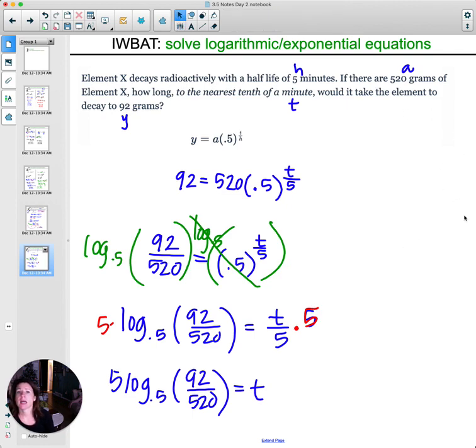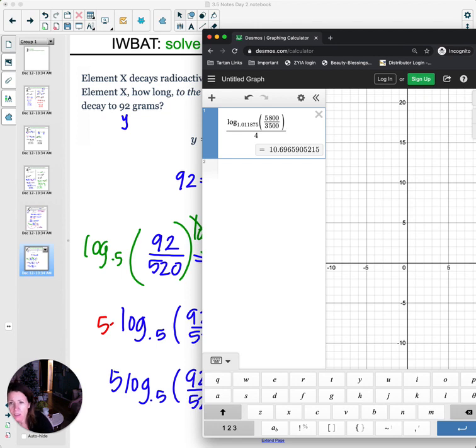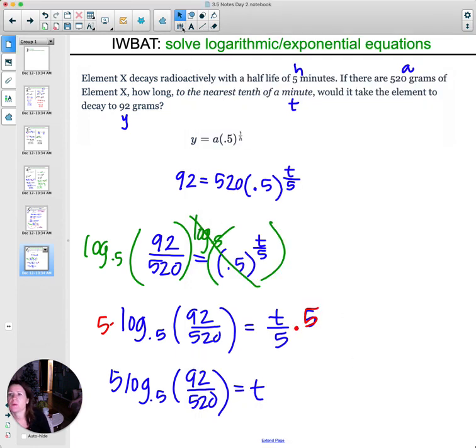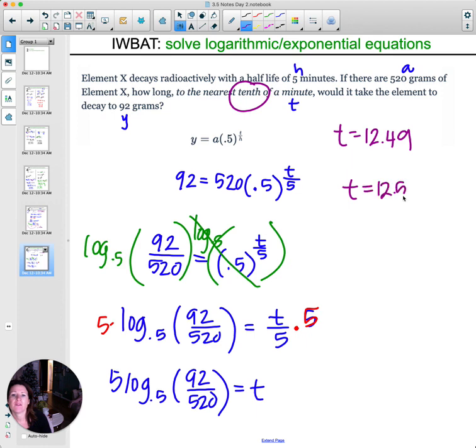So then we'll type that into the calculator. So we'll do 5 times log base 0.5 of 92 divided by 520, and we'll get 12.5 if we round that. So our t would have been 12.49. This wanted the nearest tenth, so we would round up to 12.5 minutes for it to get to 92 grams.